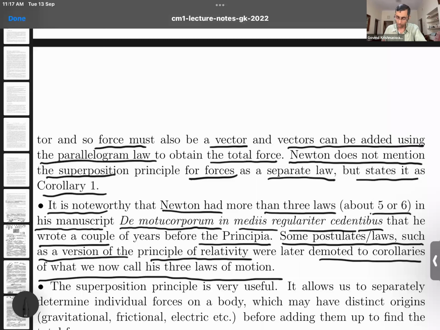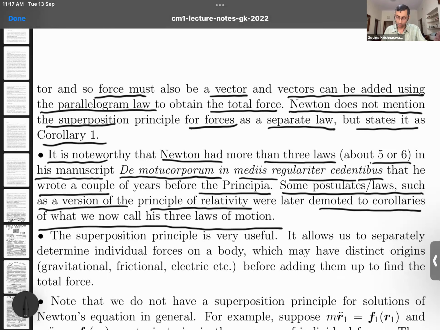This was a slightly more economical presentation. The Galilean relativity principle is now encoded already in Newton's second law. We don't need an additional postulate of that sort.